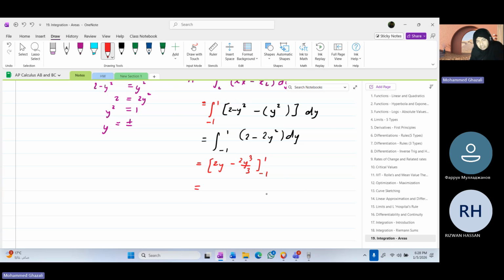Okay, so now the integral is equal to, we're substituting 1 inside here. So we'll get 2 minus 2/3, right? Substitute -1, you get -2 plus 2/3. Is that correct? Yeah, it's correct. -2 plus 2/3 because we're substituting negative and negative makes positive, right?